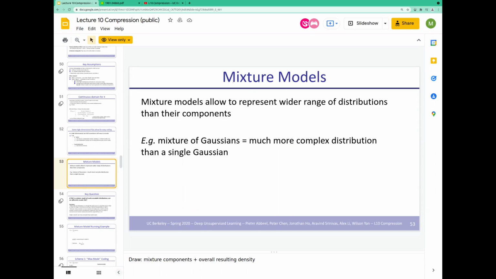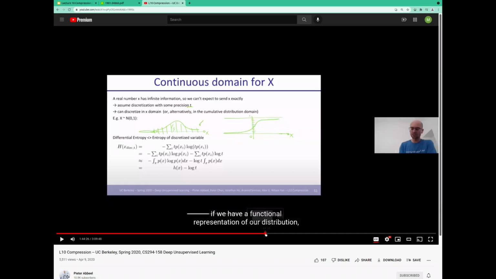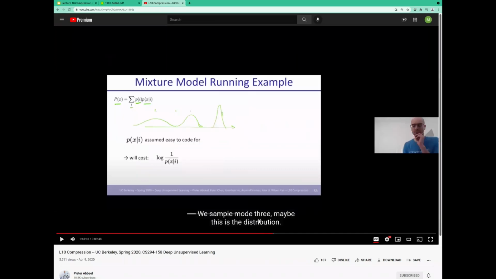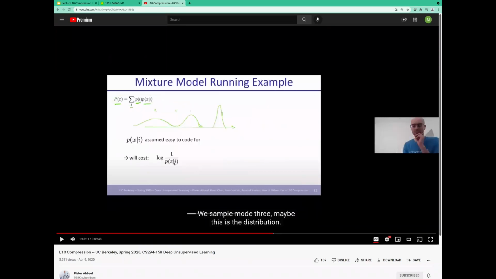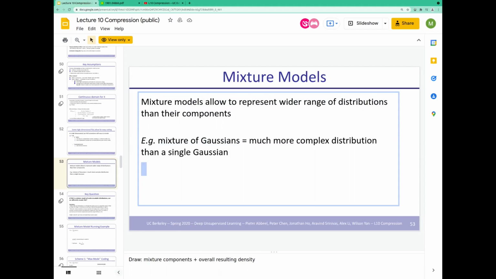Okay, so mixture models. We've dealt with these mixture models quite a bit. An example is a mixture of Gaussians. So you just have a whole bunch of Gaussians, and that gives you a better fit than just one. I think there's a picture that was drawn here. Here you have three Gaussians, and it is more complicated than the single Gaussian, right?